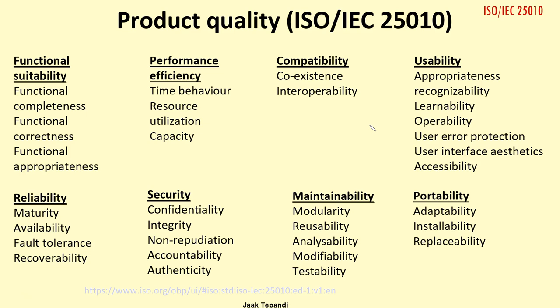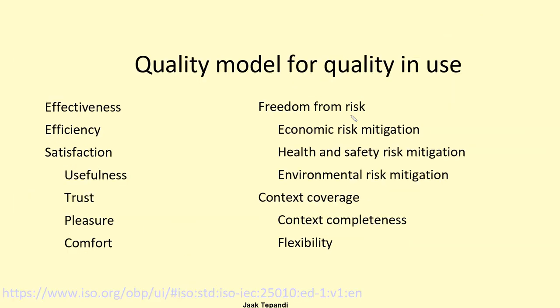So the overall product quality model from ISO 25010 looks as follows. We have these different quality characteristics, and each of these has their sub-characteristics. For example, for functional suitability, we have functional completeness, which says that all the functions must be present, and we have functional correctness, which says that they must be fulfilled in a correct way. For example, if some results are computed, then what is the number of decimal places after the comma, and so on. So this was the product quality model.